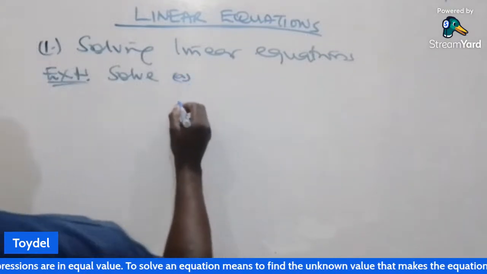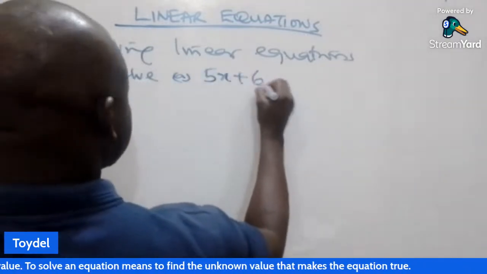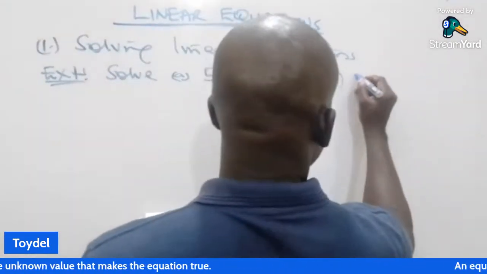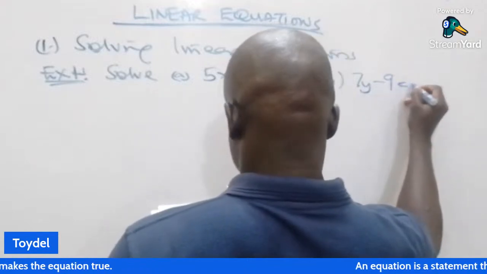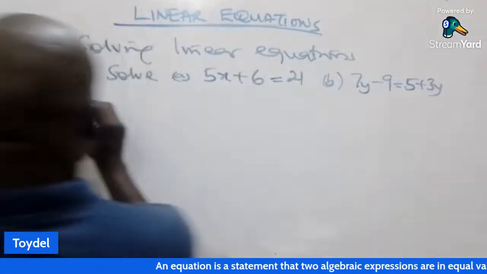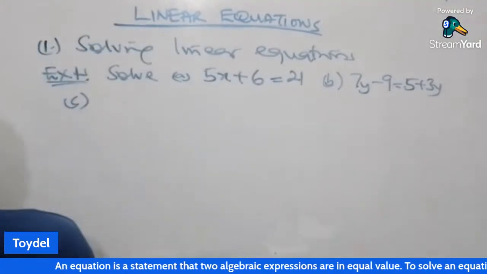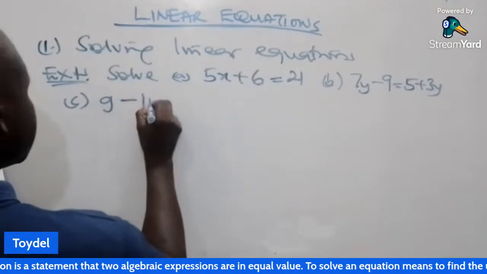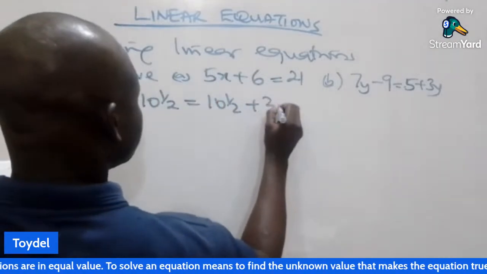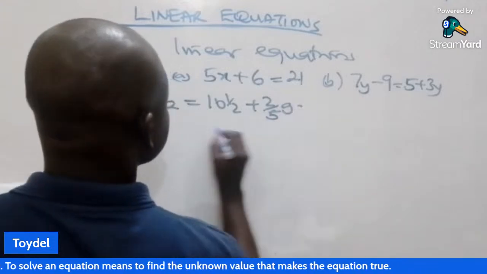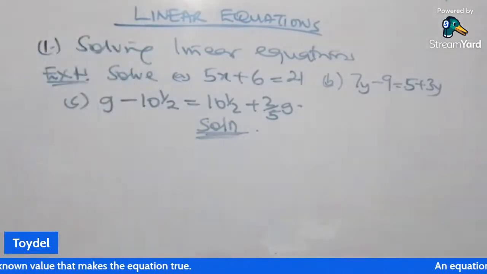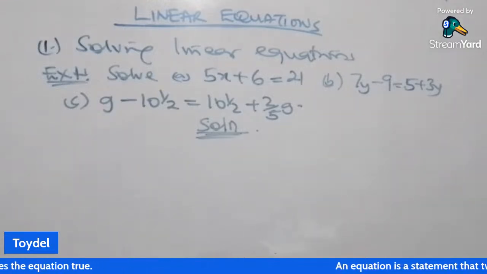A: 5x plus 6 is equal to 21. Then B, the second question: 7y minus 9 is equal to 5 plus 3y. Then the third question is g minus 10 and a half is equal to 10 and a half plus 2 all over 5g. So these are the 3 equations that we want to solve under solving linear equations.